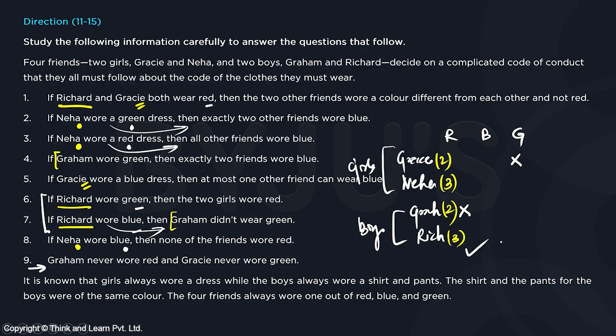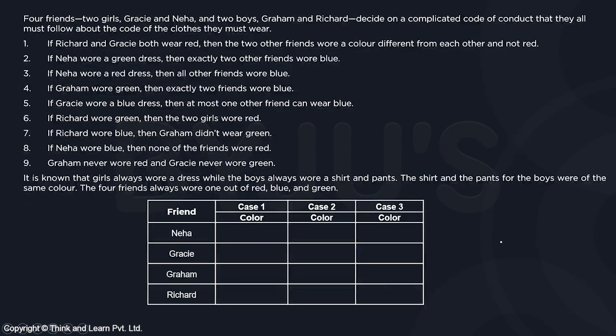Case 1 when Richard wears red, then blue, then green. Let's begin. These are all the conditions. Let's start with if Richard wears, let's start from the bottom because we have some condition on Graham from there. So if Richard wears blue, then Graham didn't wear green and Graham doesn't wear red. So Graham can't wear green, can't wear red, so Graham has to wear blue.